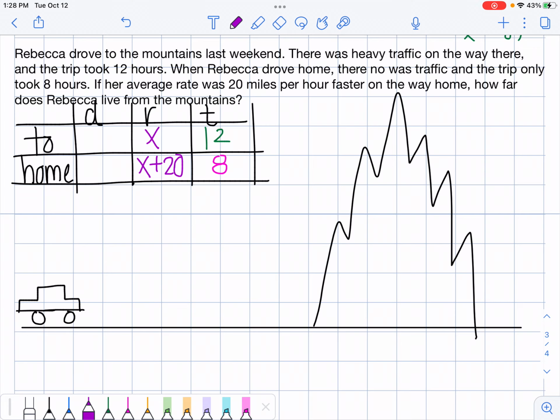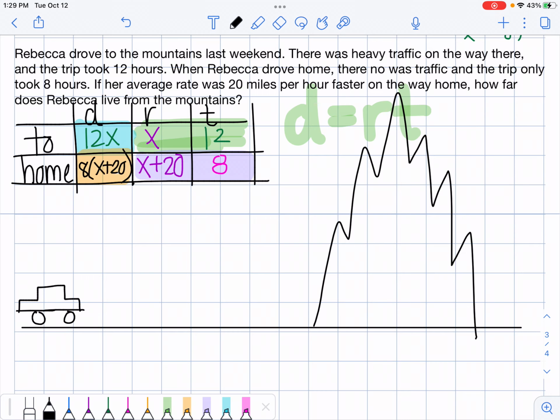All right, now, this one is set up a little bit different. We still are saying that distance is equal to rate times time. So if I want to figure out what goes in this blue box, I multiply the rate and the time. So this would be 12 times x. If I want to figure out what goes in this orange box, I multiply this rate and this time. So this is going to be 8 times x plus 20.